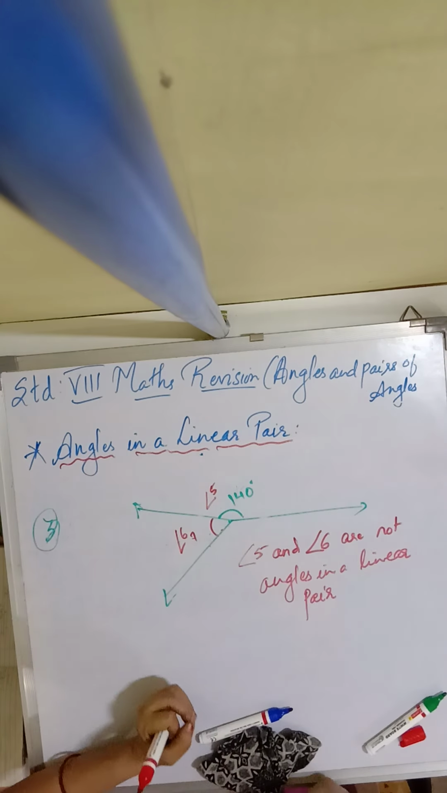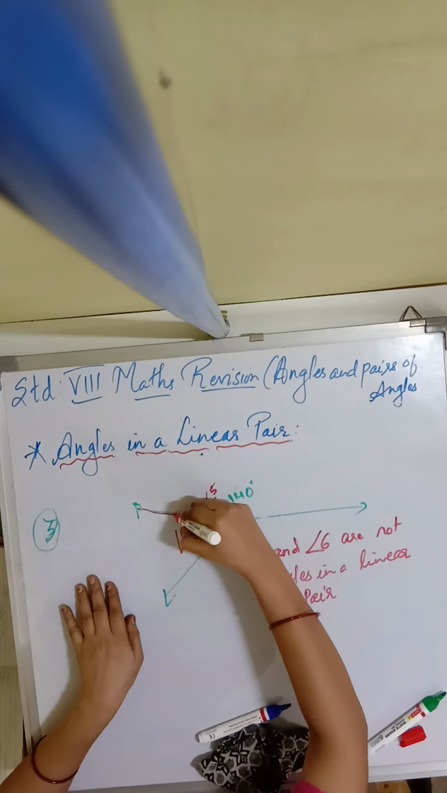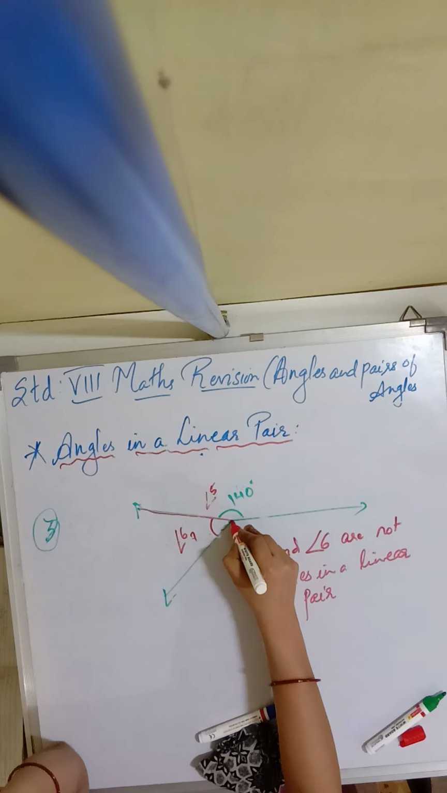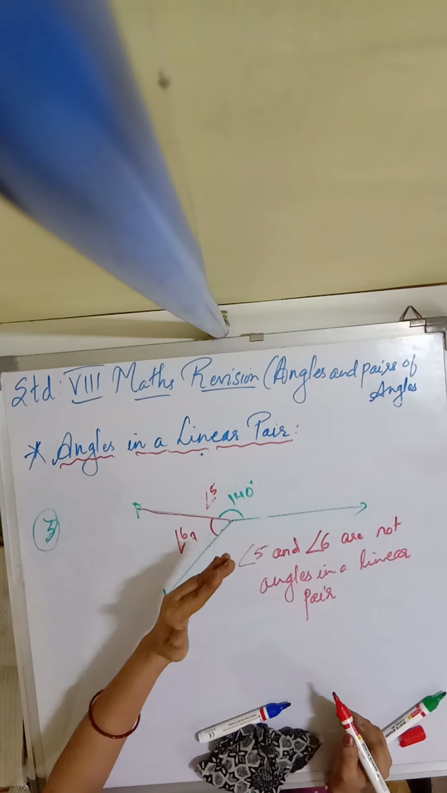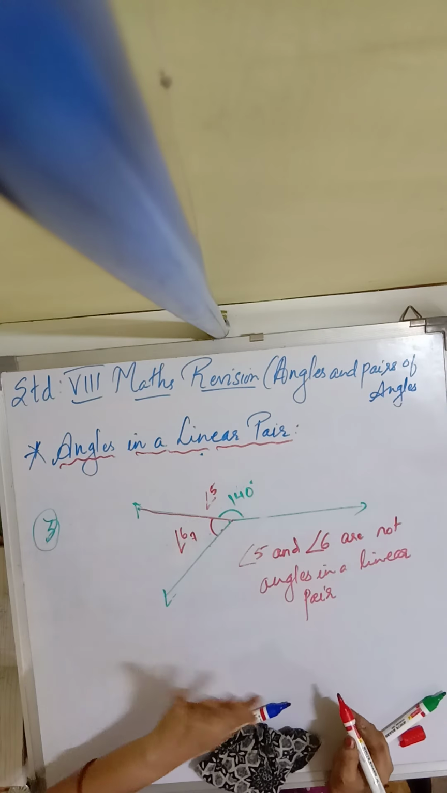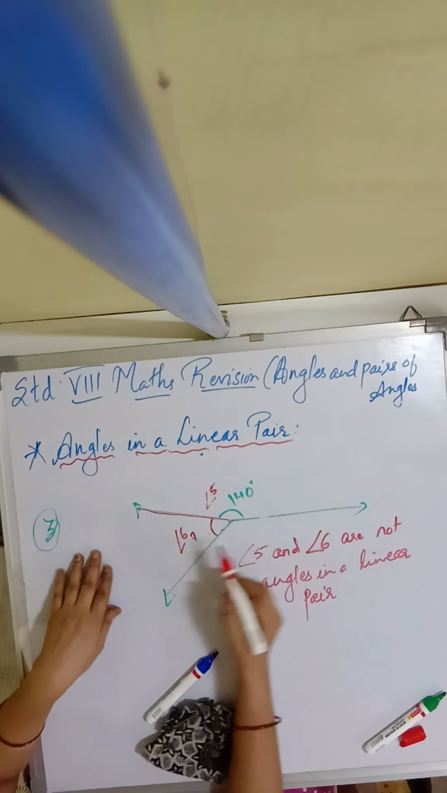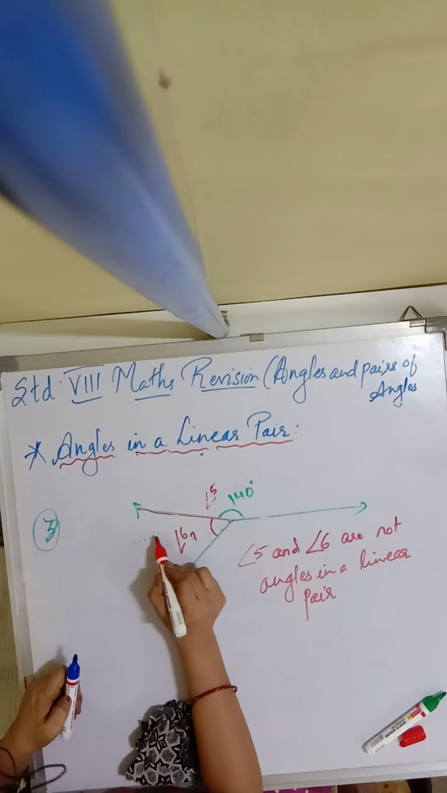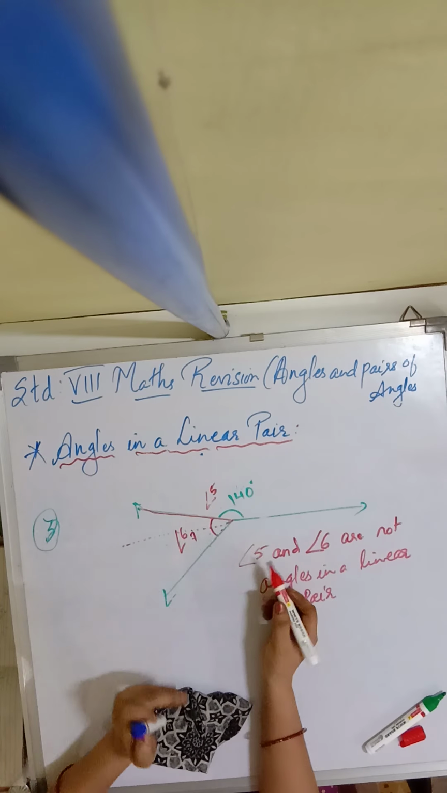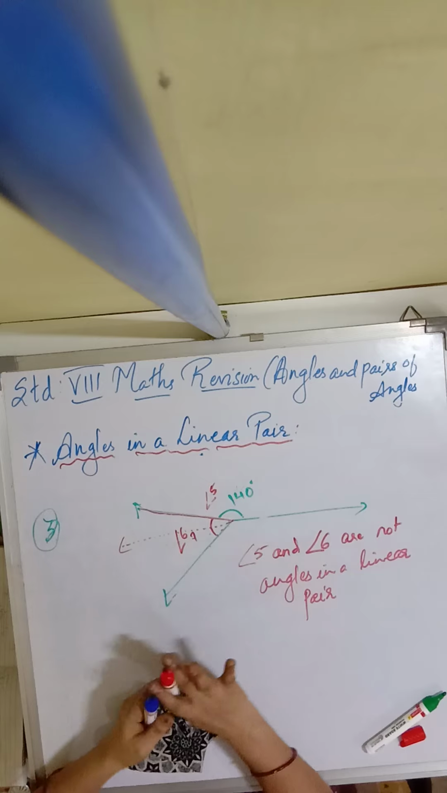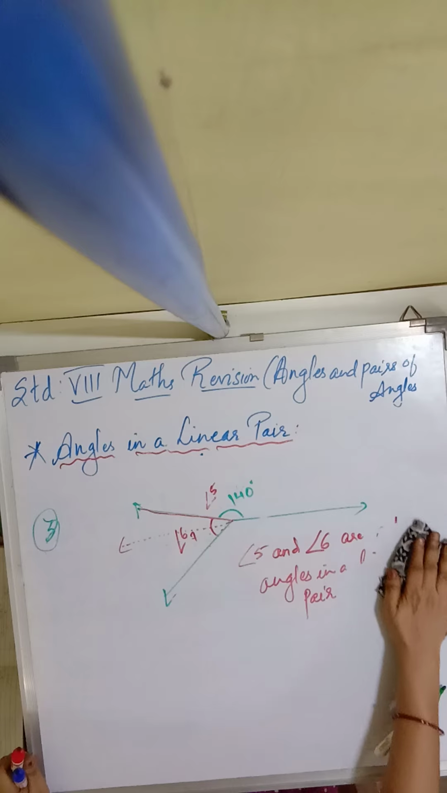Clear, children? See the figure again carefully. This arm is a common arm, but the other condition was that the other arm should form a straight line. This is forming a straight line, but the other arm of the other angle is not forming a straight line. It should be like this, straight, here. Understood, children? If I extend it with a dotted line, if it would be like this, then it would be angles in a linear pair. Since it is down, it is not an angle in a linear pair. I hope, children, with all these examples you have understood what is meant by angles in a linear pair.